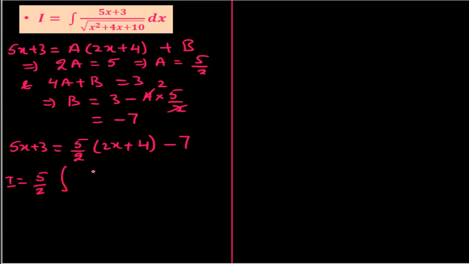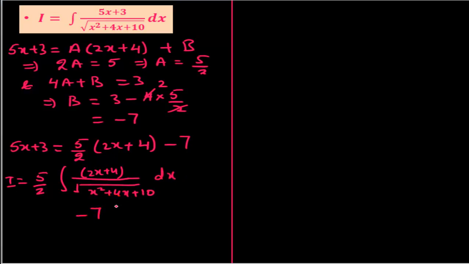It is now the integral of 2x plus 4 divided by square root of x square plus 4x plus 10 dx. This is our first integral, minus 7 times integral of 1 over square root of x square plus 4x plus 10 times dx. In the first part, we will use substitution. In the second part, we'll convert it into two perfect squares, and we will use the formula. Why are we converting it into two perfect squares? Because we have reduced the exponent into a constant. So it is one of those forms where the formula can be directly used.